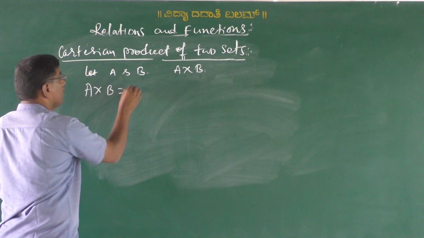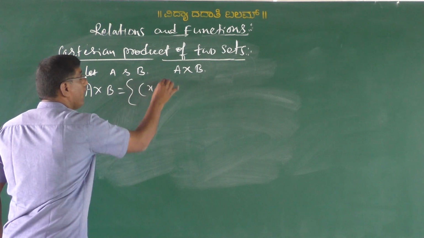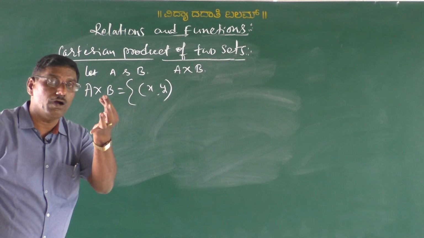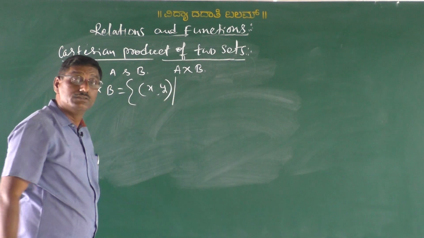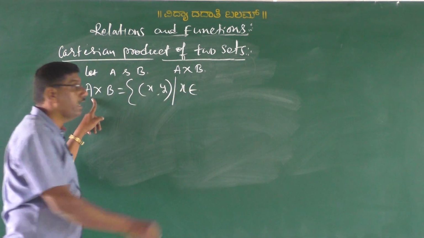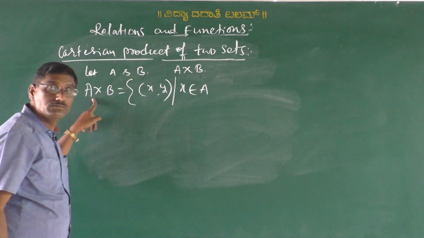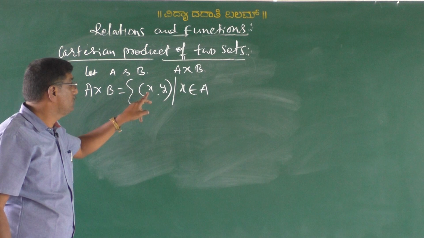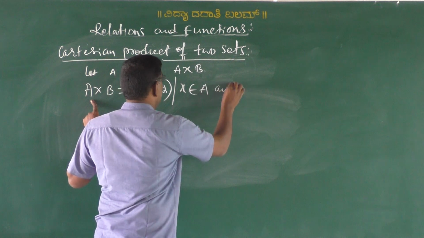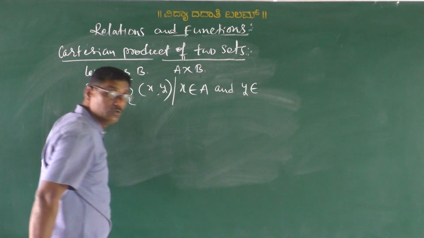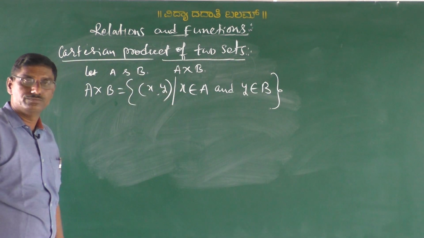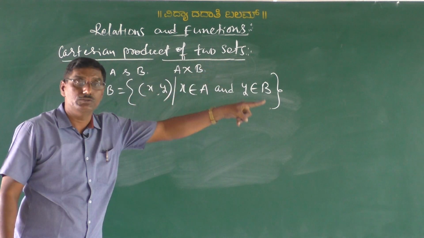A cross B is equal to the set of all ordered pairs x comma y. Listen carefully. The set of all ordered pairs x comma y such that x belongs to the first set A, that is, in an ordered pair the first element must belong to the first set A, and the second element y belongs to the second set B. This is the definition of the Cartesian product of two sets.